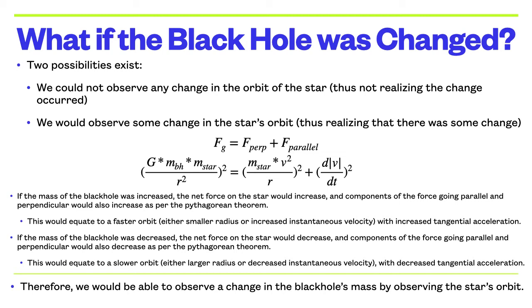For example, if the mass was increased, then the instantaneous speed of the star would also have to increase, or in other words, the orbital radius of the star would have to decrease. And this would be accompanied by a faster tangential acceleration of the star. The opposite would occur if the mass of the black hole was decreased.